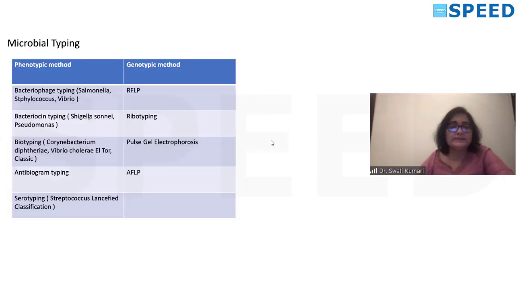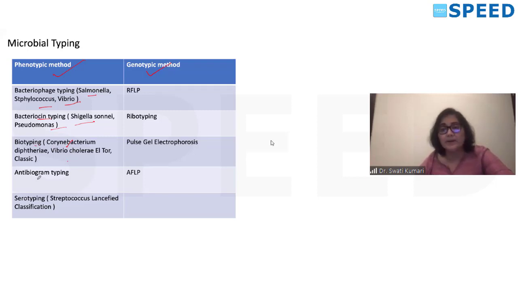Then what other microbial typing techniques do you have? You have phenotyping techniques and genotyping techniques. Please remember these are all probable questions, because in microbiology, molecular diagnostic techniques have taken very high importance. So what are the phenotypic methods? You have bacteriophage typing, which we do for Salmonella, Staphylococcus and Vibrio cholerae. Bacteriocin typing, which we do for Shigella sonnei and Pseudomonas. Biotyping is done for Corynebacterium diphtheriae and Vibrio cholerae, which has El Tor and classical variants. So that is biotyping.